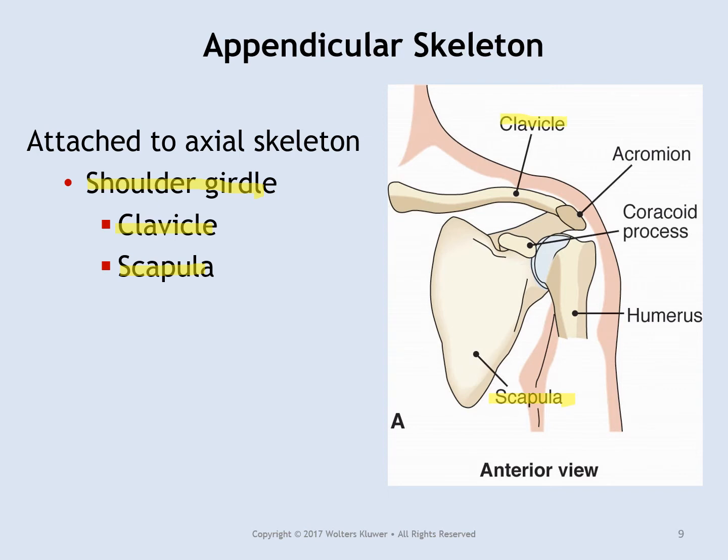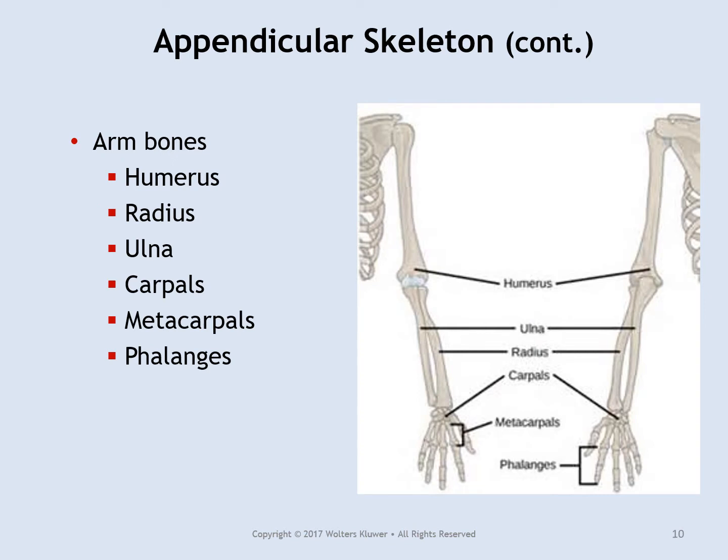We're not going to worry about these other things right now. Moving down to the arm bones, the humeruses, humeri, ulna, radius, carpals, moving distally to metacarpals and all the way out to the phalanges or fingers.